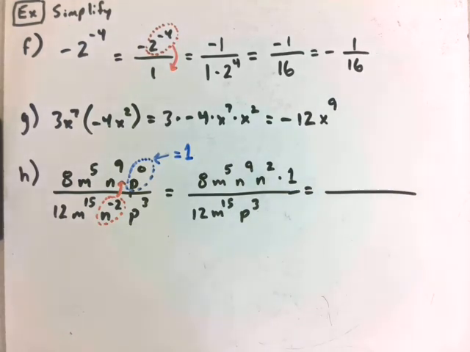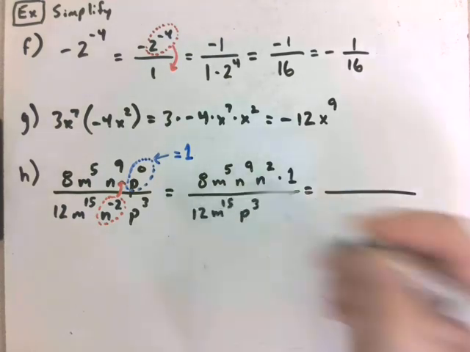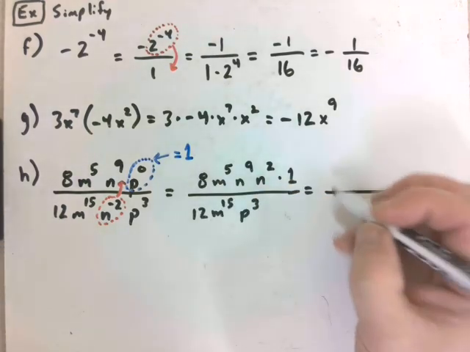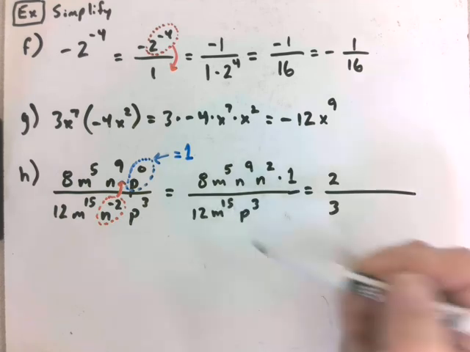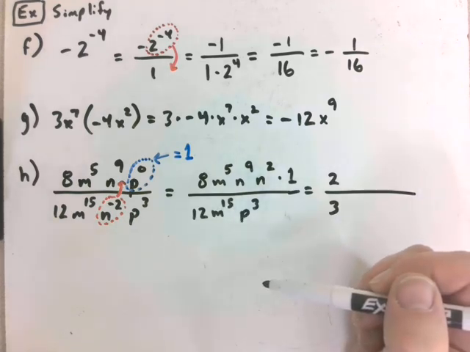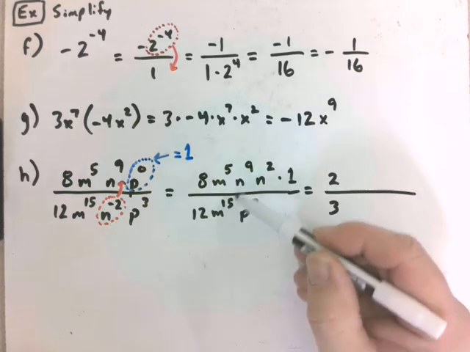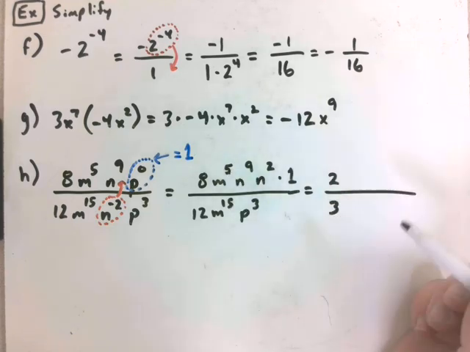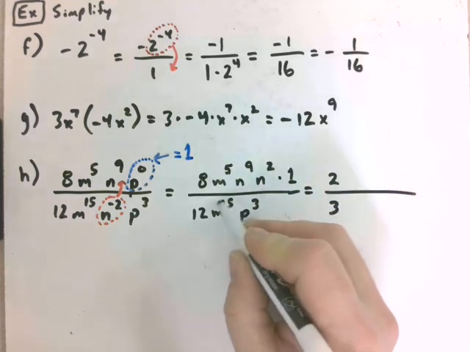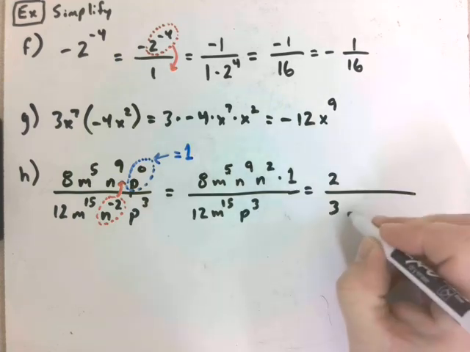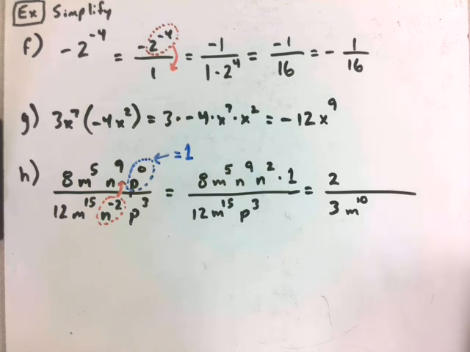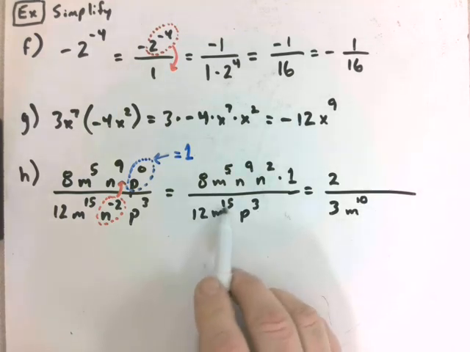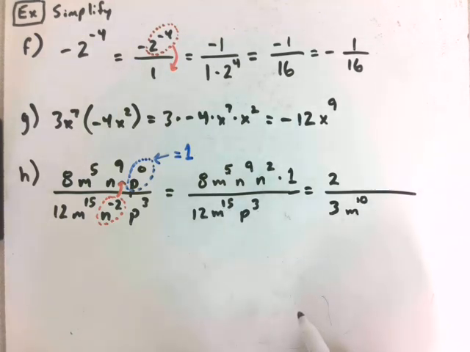So simplifying this out as best we can, regular division with regular numbers, we just want to reduce that fraction. 8/12 reduced down to 2/3. For our m values, we're dividing, so we're going to subtract those exponents. I'm going to do the larger minus the smaller so that I get a positive number, and the larger value is in the bottom of the fraction. So when I do the 15 minus 5, I'm going to have an m to the 10th, and I'm putting it in the bottom because that's where the base and the larger exponent was.